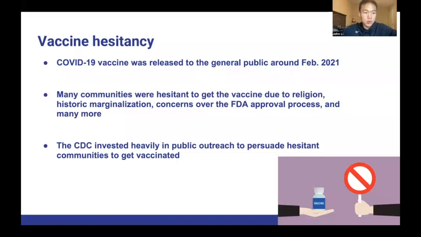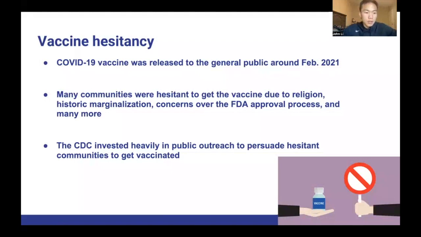Another reason is due to historic marginalization. So for example, in the Bay Area, African Americans were used to test the functionality of the vaccine in the past. So currently, many of them reject getting the vaccine. Another reason is due to concerns over the FDA approval process, and there are many reasons along with it.